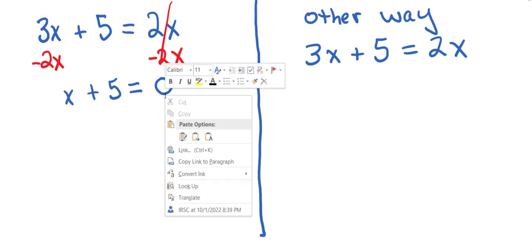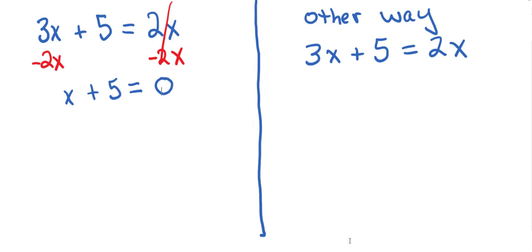Now this one is actually down to a one-step equation. Go on the side with the x and take off the 5. It's added, so take it away. So x equals negative 5.